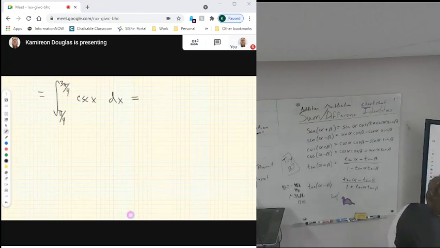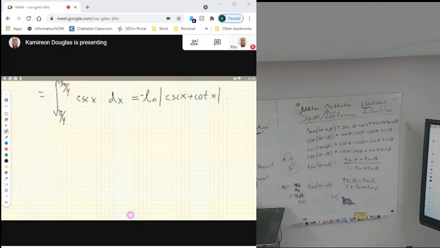Okay, so go ahead and integrate this for me. You said it was natural log, absolute value. Negative natural log. Oh, negative natural log. Cosecant u plus cotangent u. So cosecant x plus cotangent x, evaluated from pi over 4 to 3 pi over 4.